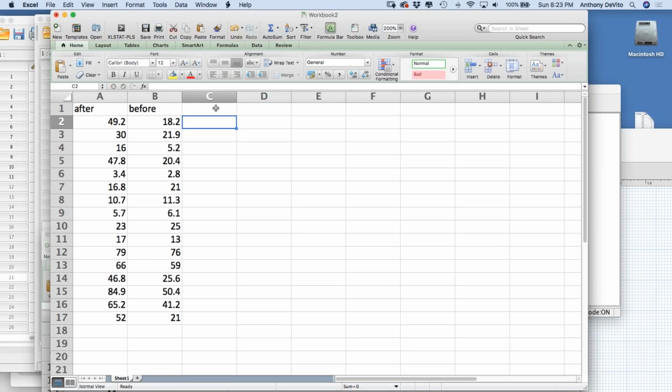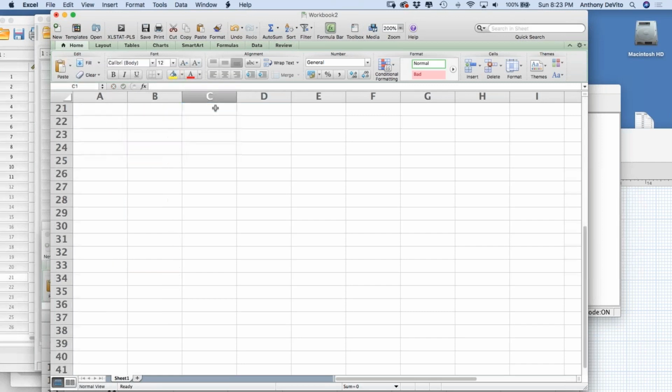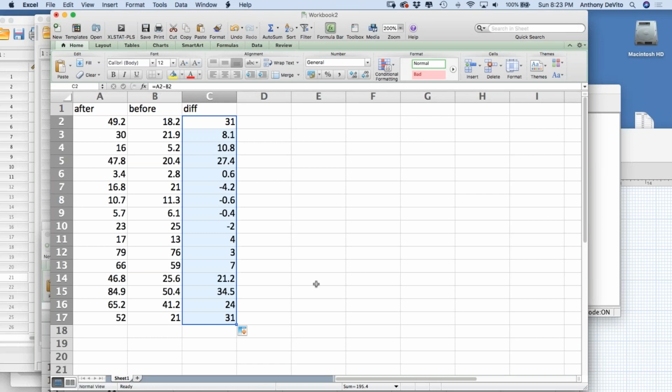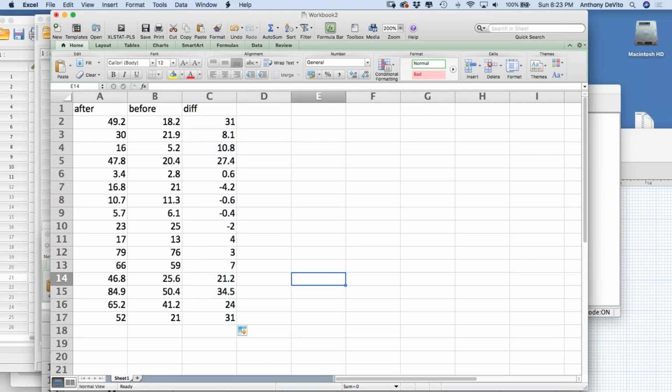So now what I can do is say, I'm not so worried about what those actual values are, right? I'm actually worried about what the differences were. Did this have a difference? Did it have an impact? Equals after minus before. So for this person, their score increased by 31. Well, I can do that calculation for every one of these people in our sample. And here we go, there's all our differences.